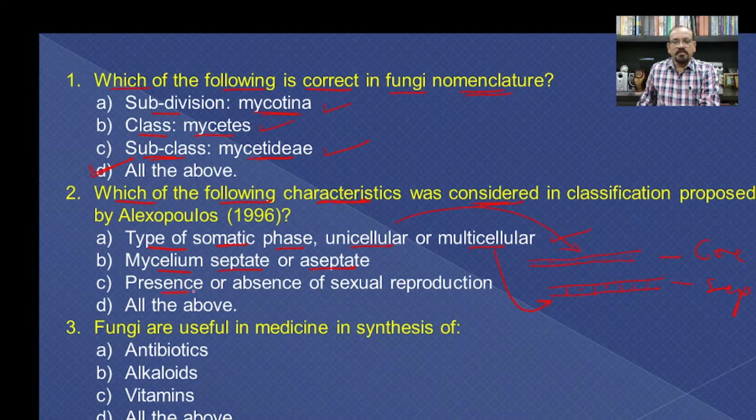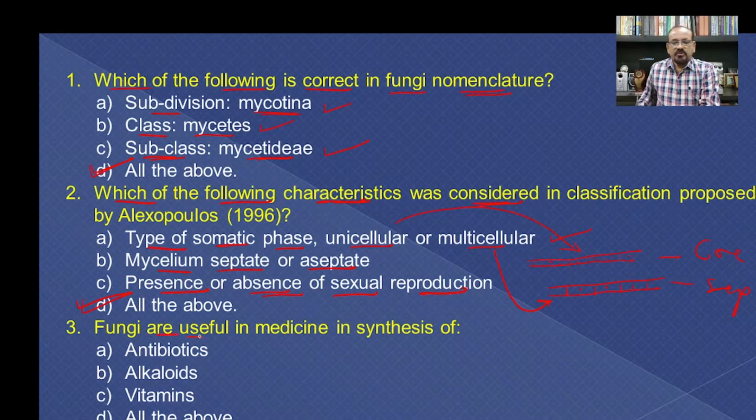Then presence or absence of sexual reproduction. In fungi as well as algae, some of the organisms do not show sexual reproduction, and hence this character is also equally important and was considered during the classification by Alexopoulos, and hence all the above become the answer for this question.